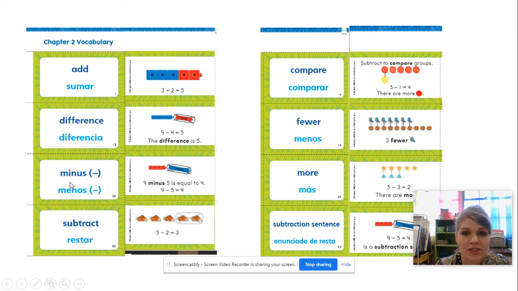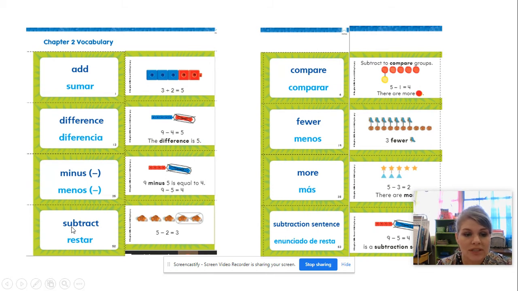Okay, the next word is minus, and you can see a dash or a minus sign, and that is what is used in the middle to make the subtraction sentence. So we have 9 minus 5 is equal to 4. There's the word minus, and there is the sign for minus.